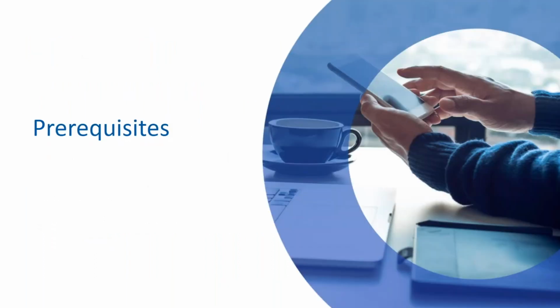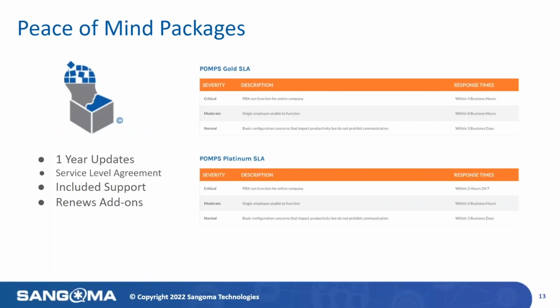Just a couple prerequisites to talk about. In order to receive the latest update, all PBXact systems are required to carry a current POMP. POMP is an acronym. It stands for Peace of Mind Packages. All POMP plans include 3 elements. The first one is a service level agreement. Silver and Gold offer during business hours, or 24/7 guaranteed response time, broken down into 3 categories: critical, moderate, or normal.